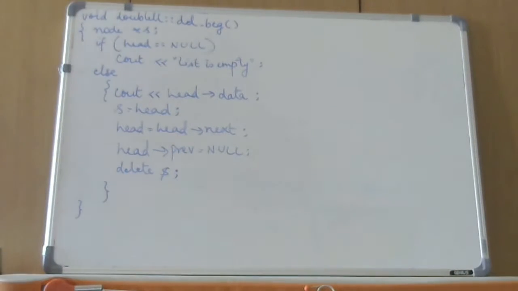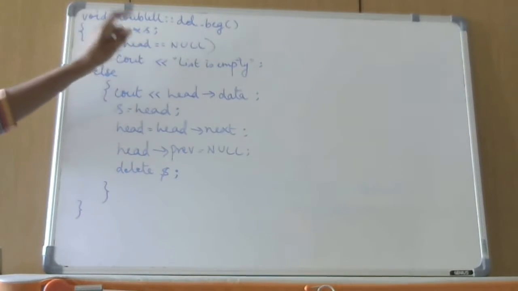Okay. So, hello students. In the last video session we saw how we can insert after a specific node and how we can insert at the end. Today, in this video session, let us see how we can delete at the beginning. That means we want to delete the first node of the doubly linked list. So how can it be done?